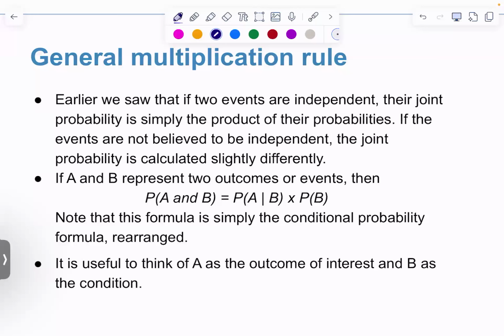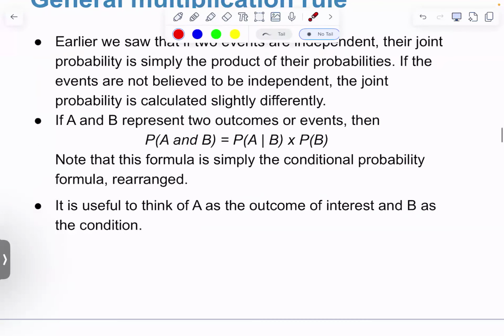We have already talked about the special case of independent probabilities. But now if we flash forward to A and B, any two outcomes, then the probability of A and B is the probability of A given B times the probability of B, which is on your formula sheet. As it says here, this is just the conditional probability formula rearranged, which we already saw.